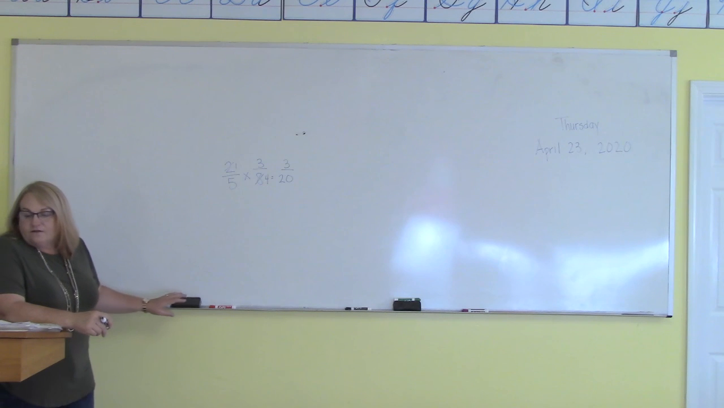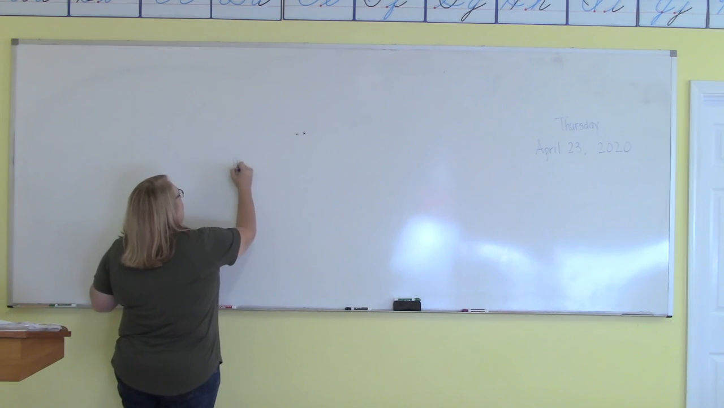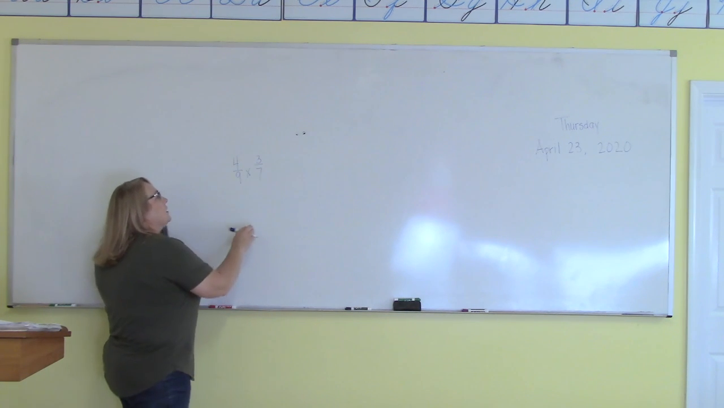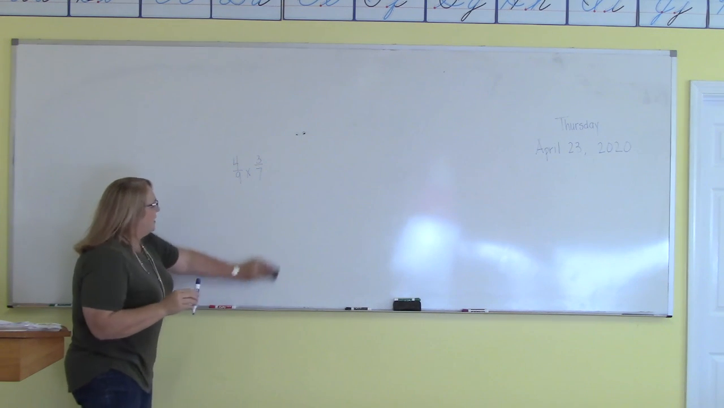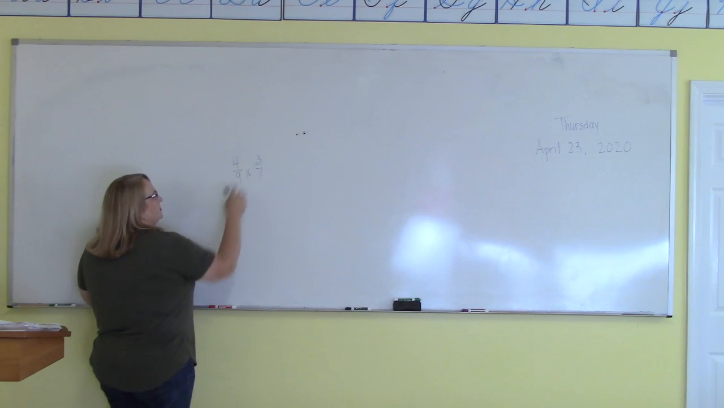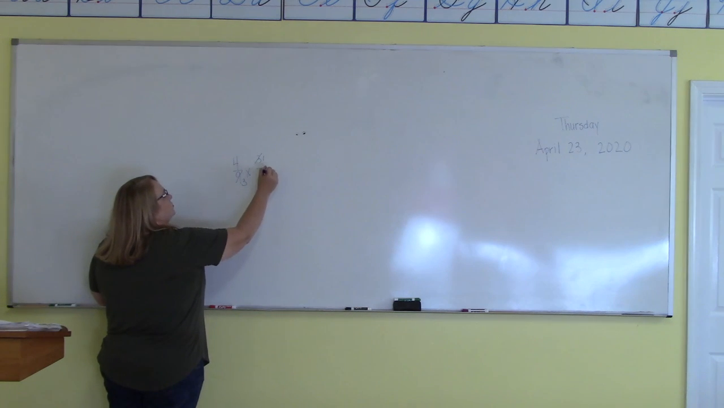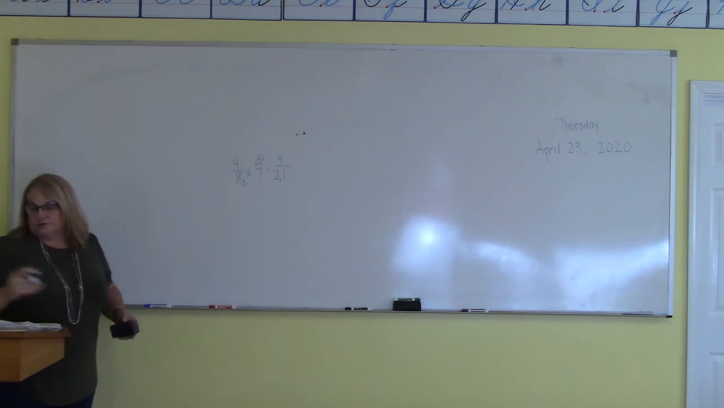All right, for B, you have 4 ninths times 3/7. Okay, look this way first and see if there's anything you can divide it by. There's not, so let's look this way. Well, we know 3 can go into 9 3 times. 3 divided by 3 is 1. Now let's multiply. 4 times 1 is 4. 3 times 7 is 21. 4/21.